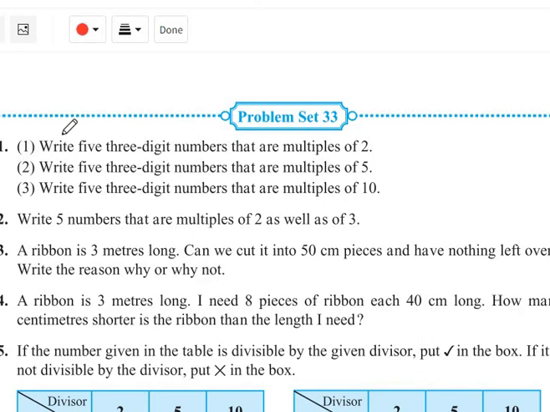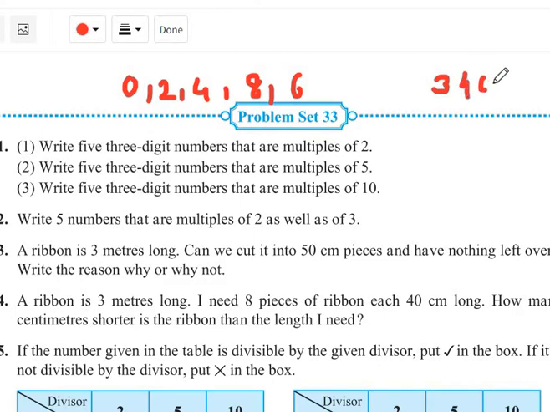Question number 1. Write 5 3-digit numbers that are multiples of 2. What is meant by multiple of 2? So what should be at the last? Its unit place contains 0, 2, 4, 8 and 6. Now see, 5 3-digit numbers. Suppose I write the first number as 340.